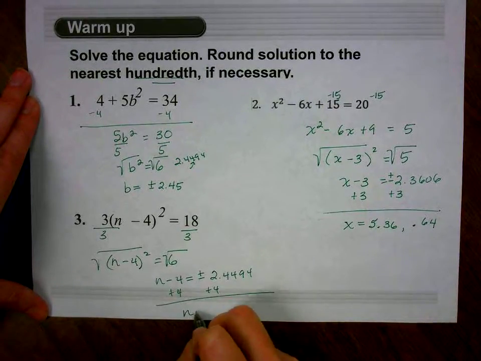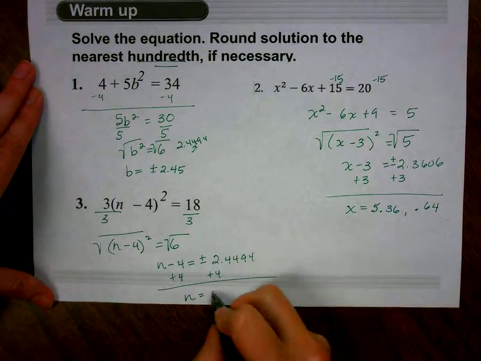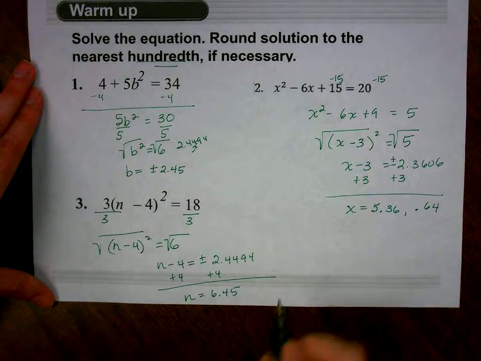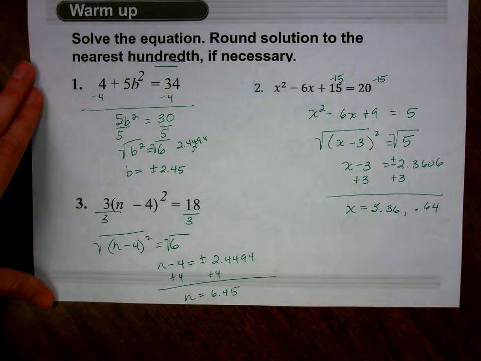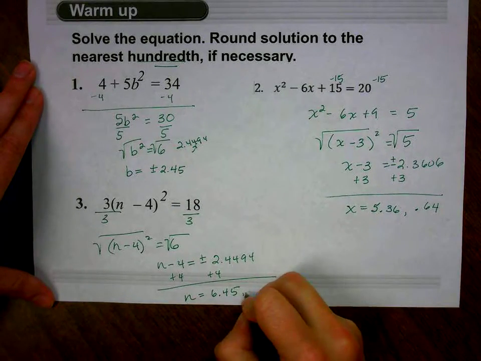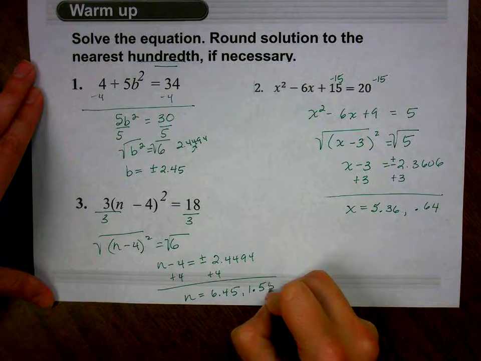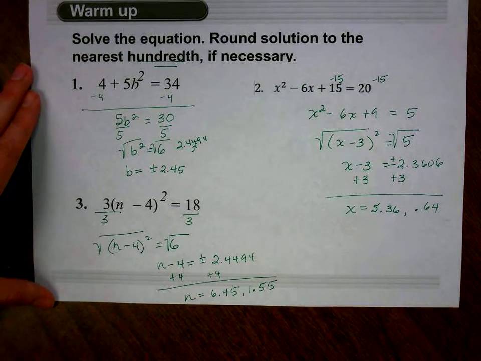So one of my answers is 6.45. And then if I take 4 and I subtract 2.4494, I get 1.55 would be my answer.